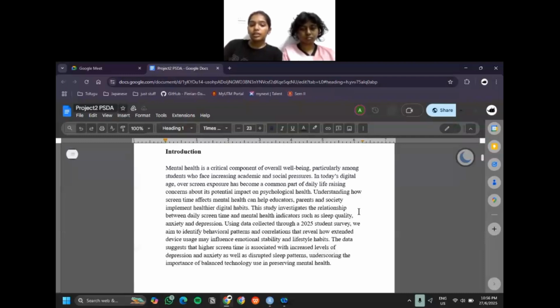Using data collected through a 2025 student survey, we aim to identify behavioral patterns and correlations that reveal how extended device usage may influence emotional stability and lifestyle habits. The data suggests that higher screen time is associated with increased levels of depression and anxiety, as well as disrupted sleep patterns, underscoring the importance of balanced technology use in preserving mental health.